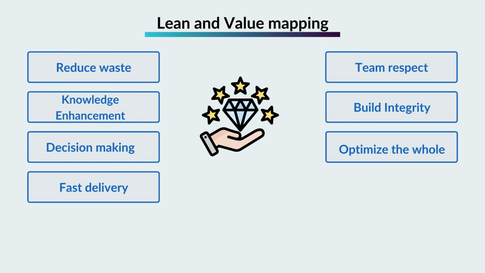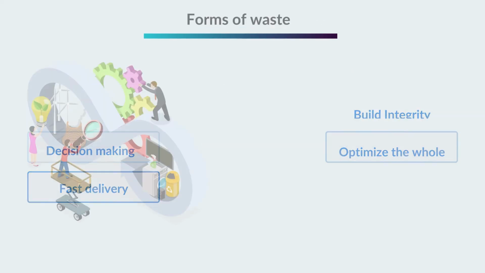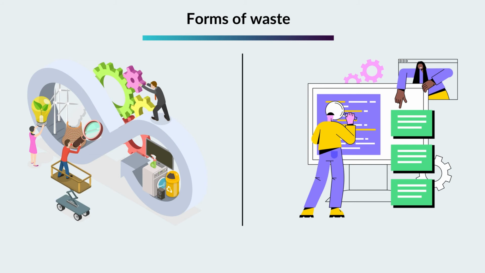Team respect. Empower the team to make the decisions, as they are the best ones to do so. Build integrity. The leadership team should always encourage and build an environment where the team members remain focused and try to deliver the best outcomes. Optimize the whole. Encourage the team to focus on the optimization of the complete value stream. In the start, the value stream can look intimidating, which the team can use as the starting point for a continuous improvement plan.